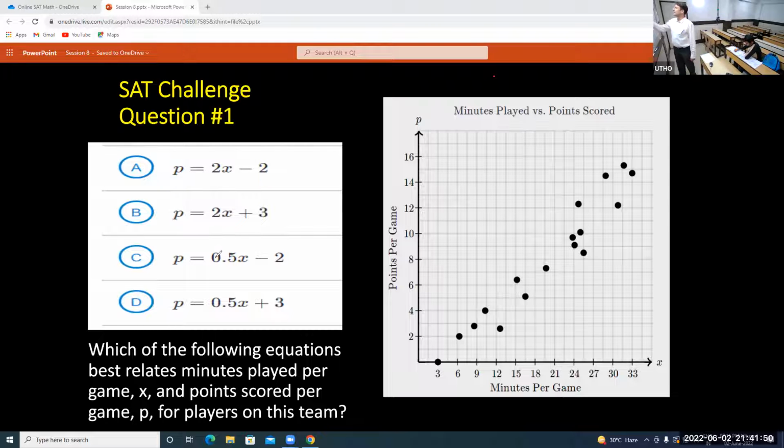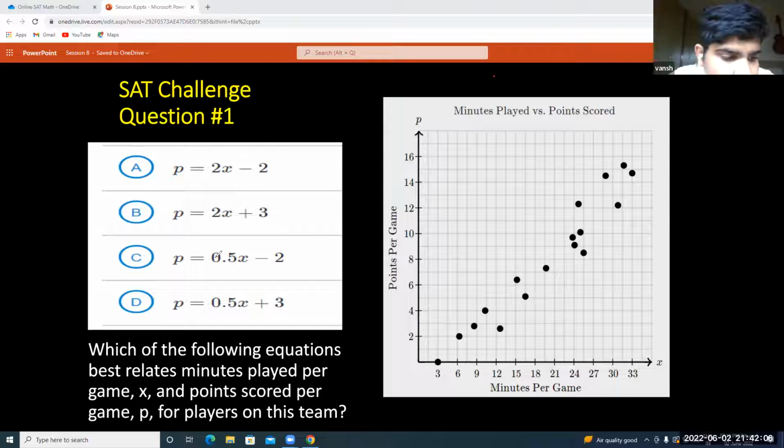ऑप्शन बी पे चलते हैं. ऑप्शन बी: 2 3s are 6 plus 3 is 9. ऑप्शन सी: 0.5 into 3 is 1.5, minus 2 is minus 0.5. है कि नहीं? ऑप्शन डी: 0.5 into 3 is 1.5 plus 3 is 4.5.